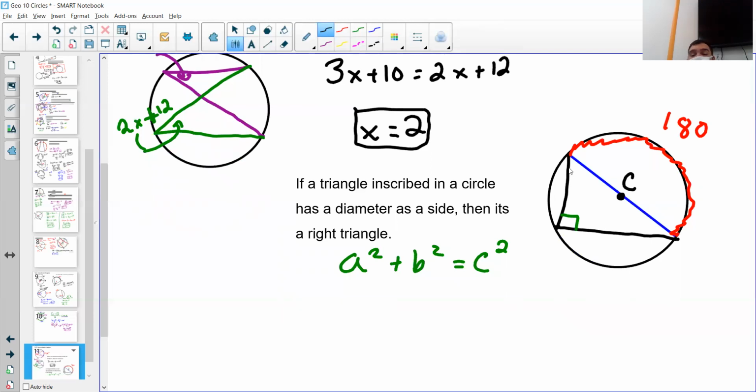So if I said this side right here is 5, and I said this diameter is 13, I want you to find this side that's missing. So everyone try that out. You can pull out your phones for calculators if you need it.